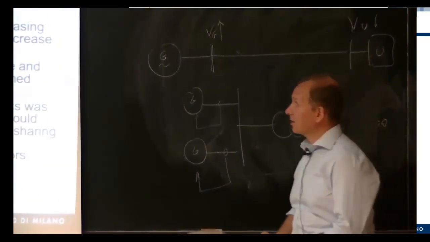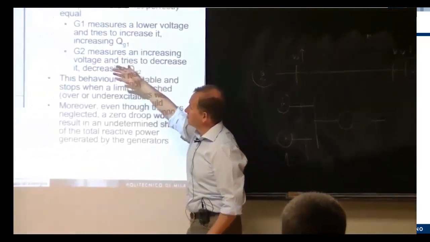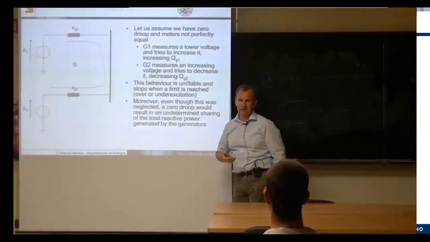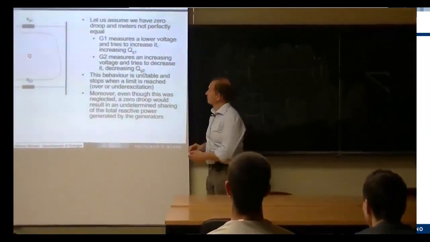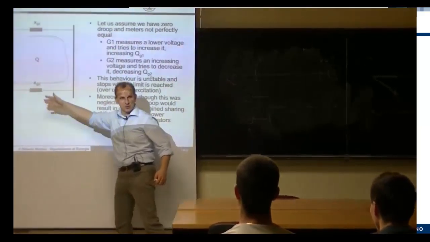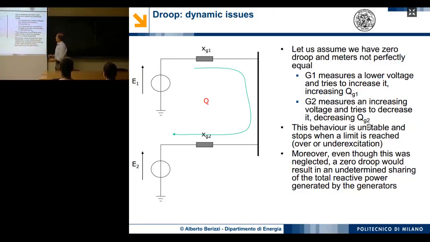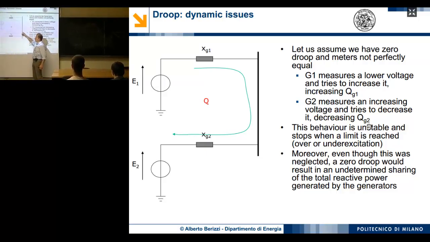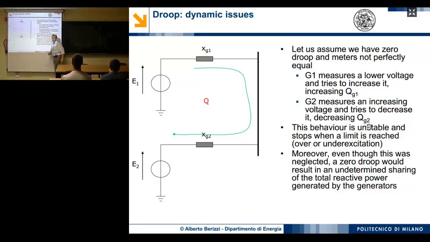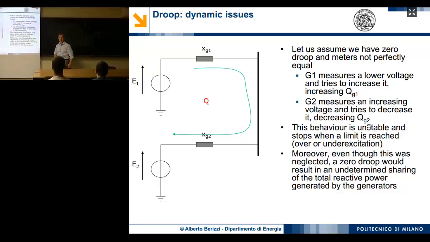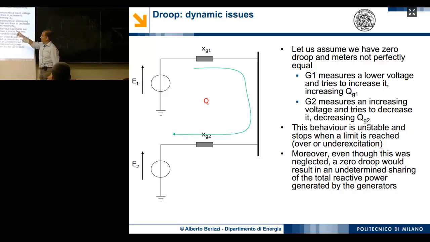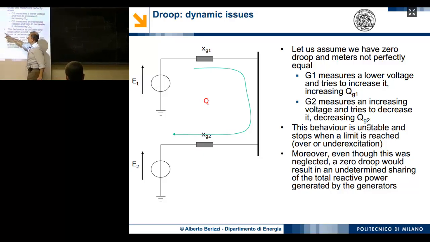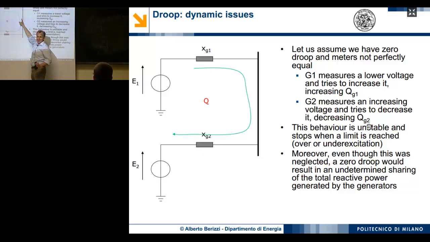situation. Why? Because let's assume the measurement of G1 is a bit wrong, has an error, it's normal, while the second one is perfect, not so normal, but we can assume it. So let's assume here you must keep 10 kilovolts, but the meter of G1 measures 9.99 kilovolts. Okay? So G1 will try to increase its reactive power. And increasing the reactive power, the voltage here, which is 10 actually, will go to 10.01.